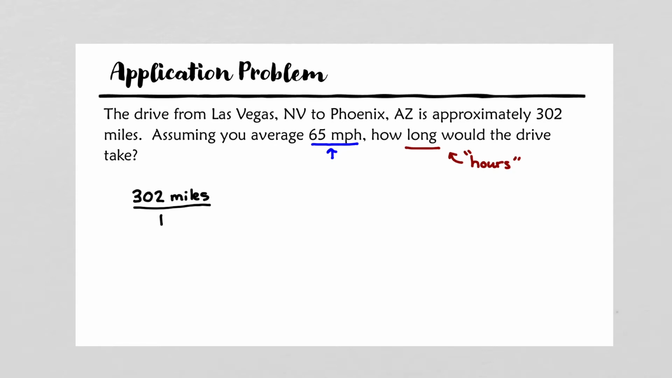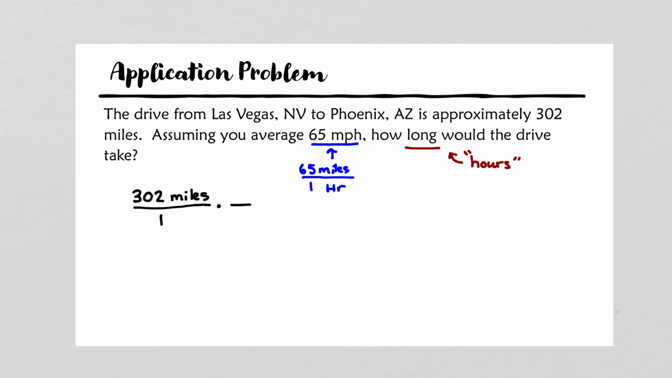65 miles per hour says that for every 65 miles we travel, it takes 1 hour to do so. Or in other words, there's a ratio between 65 miles and 1 hour. If I want to use this ratio to convert 302 miles into hours, however, I'm actually going to have to take that ratio and flip it upside down, correct?